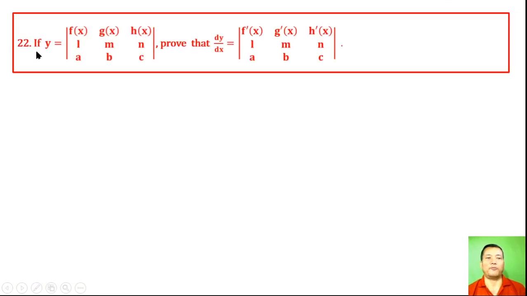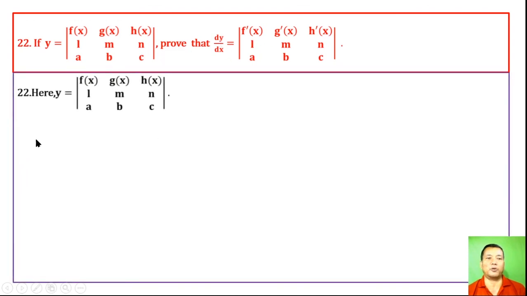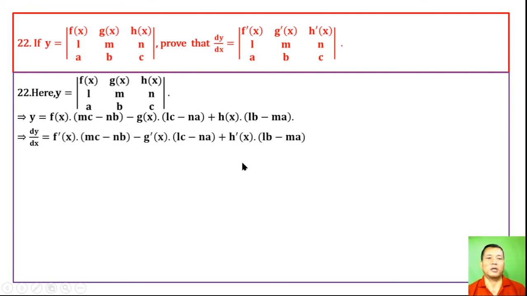Question number 22. If y equals this determinant, prove that dy by dx is equal to this. Let us expand y along the first row, which gives this. Y is now a function of x, therefore dy by dx is f dash x times a constant, plus the next term, whose derivative is g dash x times a constant, plus the last term, whose derivative is h dash x times a constant. Which is the expansion of this determinant. Hence proved.